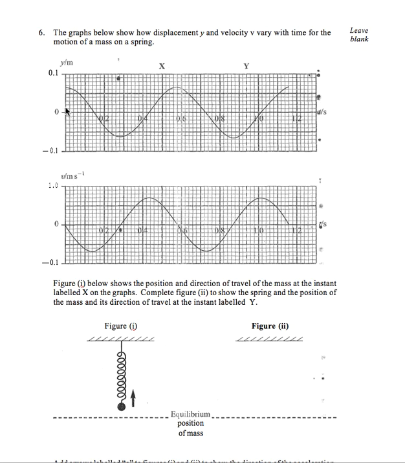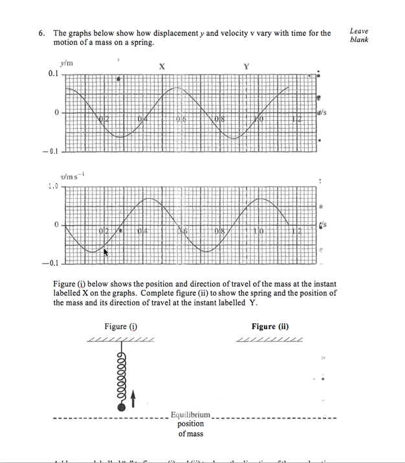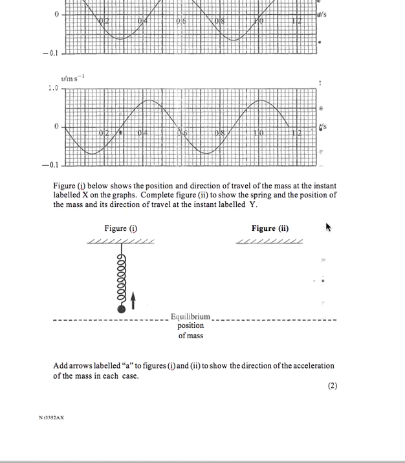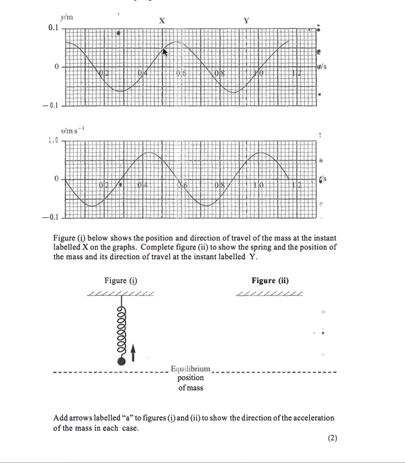because when the displacement is positive, the velocity is negative, for that first quarter cycle. So it says, figure 1 below shows the position and direction of travel of the mass at the instant labelled x.